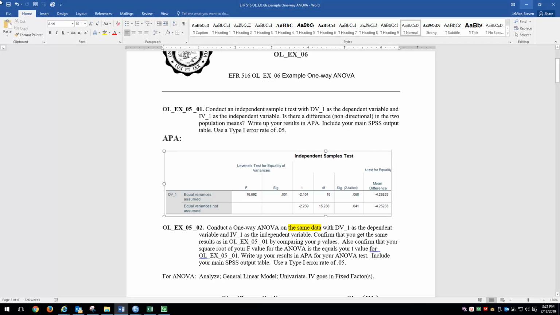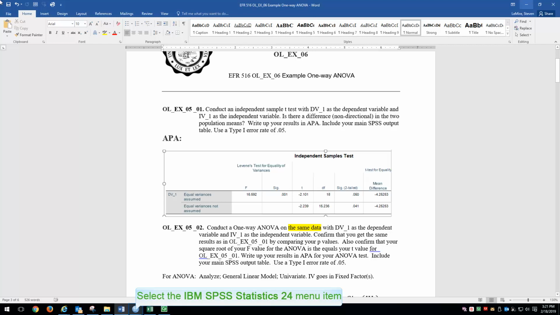So the first one says, conduct an independent samples t-test with dependent variable 1 as the dependent variable and independent variable 1 as the independent variable. Is there a difference, non-directional, in these two population means? Write up results in APA, include the main SPSS output table.